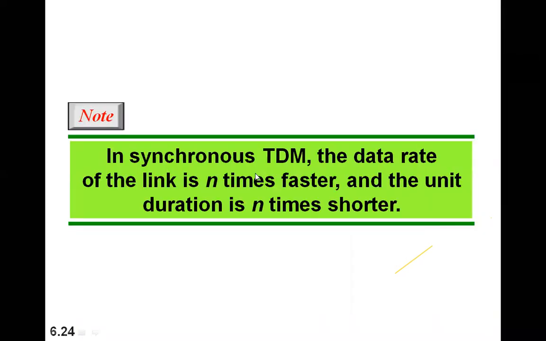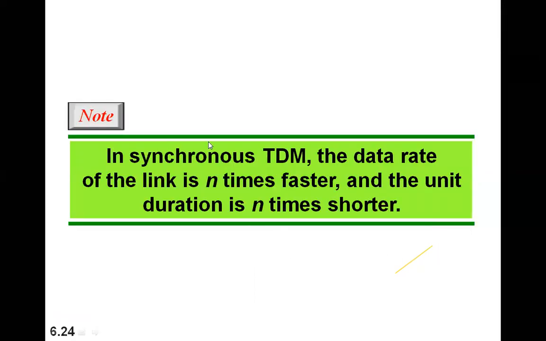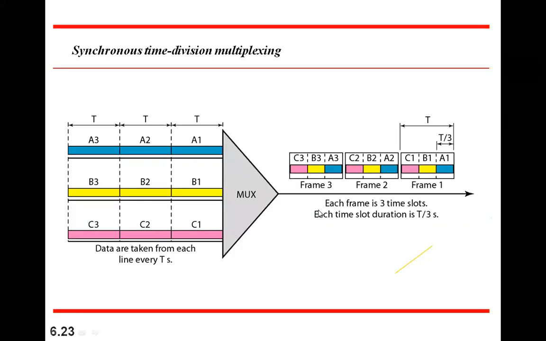So in synchronous, if you see here, these are perfectly synchronized. When the first one is sent, then the second one is sent, then the third one is sent. That's why we call it synchronous time division multiplexing. In synchronous time division multiplexing, the data rate of the link is n times faster and the unit duration is n times shorter.